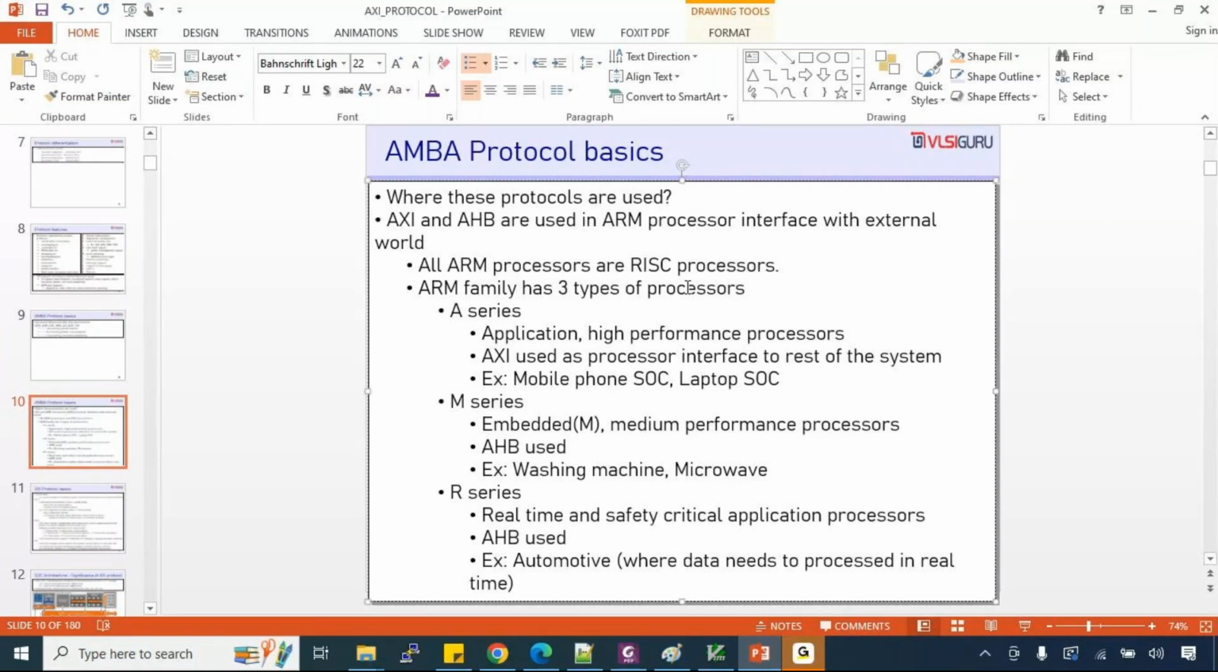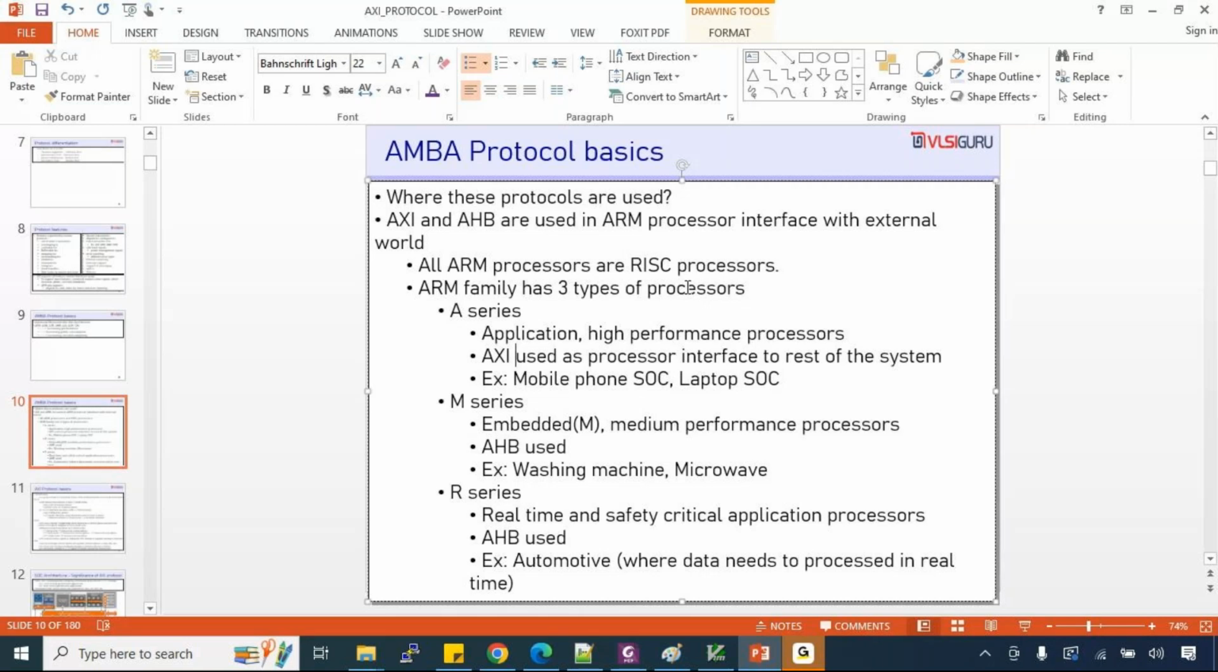One is called the A series. A stands for what? Application series. One is called the M series, which stands for embedded series. R stands for real time. Application is the one which is used in your mobile phones. Application processors are very high performance processors, for mobile phones and those kinds of things.